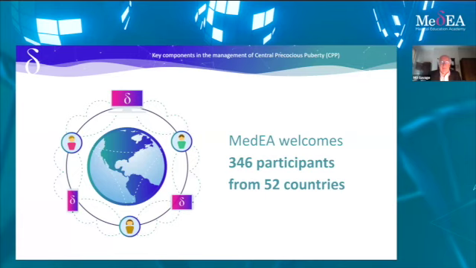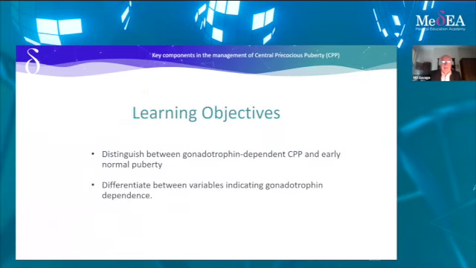So welcome everybody. The learning objectives of this morning's webinar are to distinguish between gonadotrophin-dependent central precocious puberty and early normal puberty, and also to differentiate between variables indicating gonadotrophin dependence.